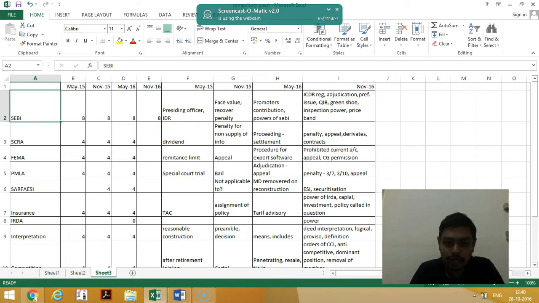So in November 16, the area which can be touched is ICDR regulations. They can give a situation, they can see whether they can go for public issue or not. Then adjudicating proceedings they can touch. Then preferential issue, less than 6 months, more than 6 months they can touch. Then qualified institutional placement program they can ask. Green shoe option, inspection powers of SEBI. Then price fixation, like price band they can ask, at 120% change.